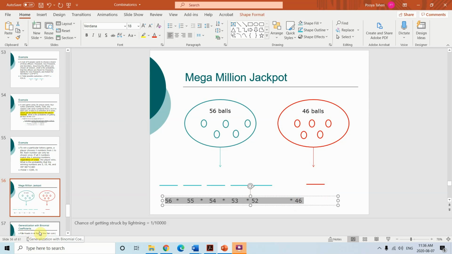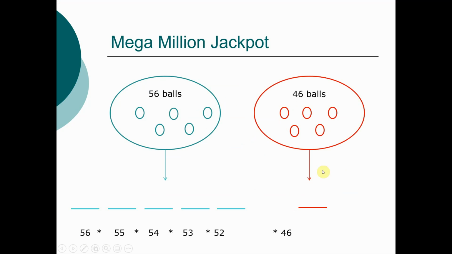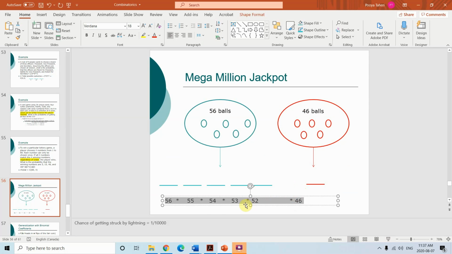Okay, just as general knowledge, the chance of getting hit by lightning is 1 over 100,000, or let's say 1 over 10,000. The probability of getting hit by lightning is 1 over 10,000. The probability of hitting the jackpot is less than the probability of getting hit by lightning twice, right? So in your lifetime, if you have such a jackpot.